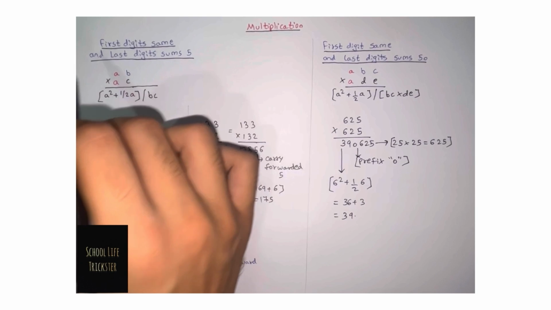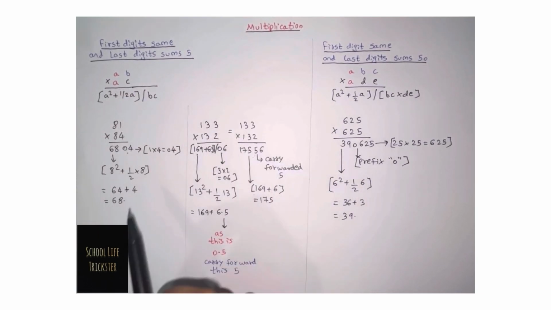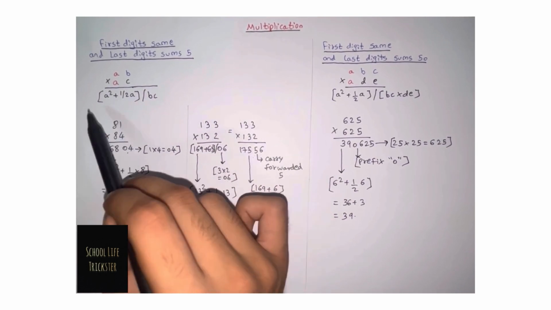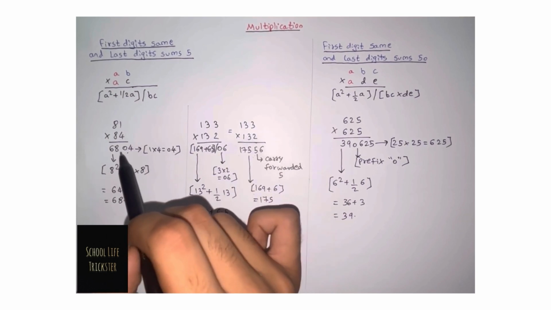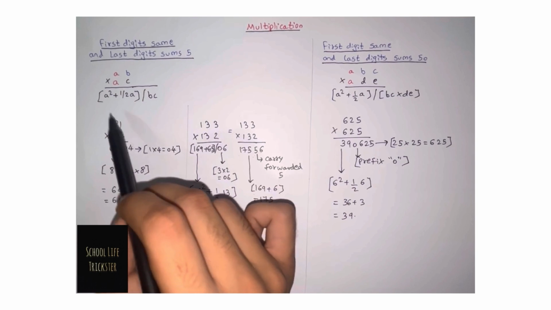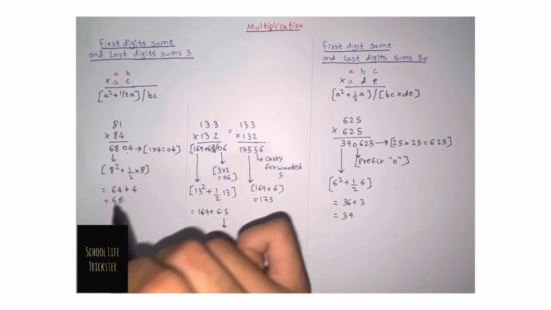Multiplication when first digits are the same and last digits sum to 5. See by example, 81 into 84. Now 4 plus 1 is 5, so we can use this formula. 4 into 1 is 4. Now add a 0 as a prefix. How did this 68 come? By this formula, 8 square plus half into 8, that is 64 plus 4 is 68.